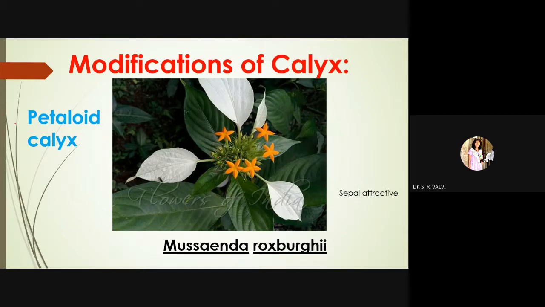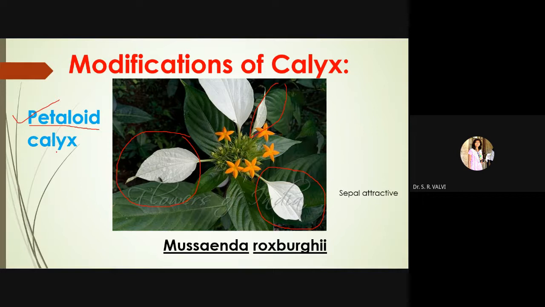So, the first modification is petaloid calyx. Why is the name petaloid given? Because in the case of Mussaenda roxburghii, whatever you are observing as this white portion, these are not petals. This white portion is nothing but a single sepal which is modified and looks like a petal, and hence our prefix is petaloid.